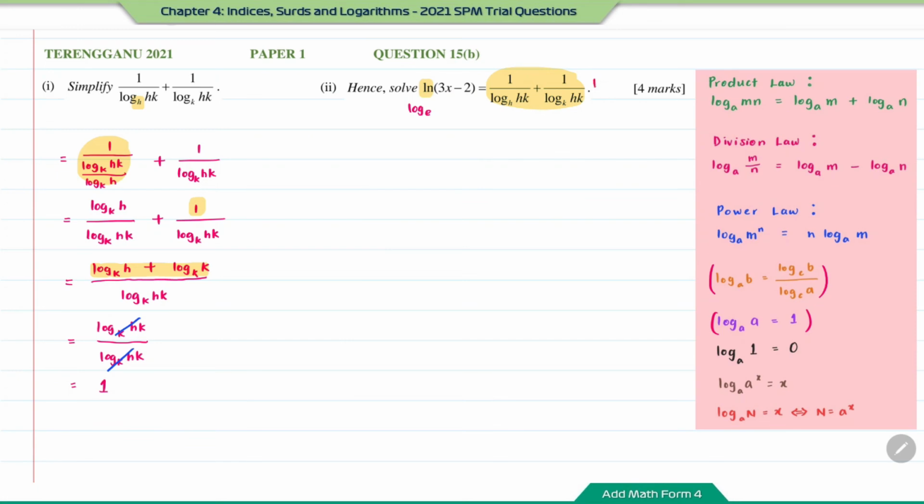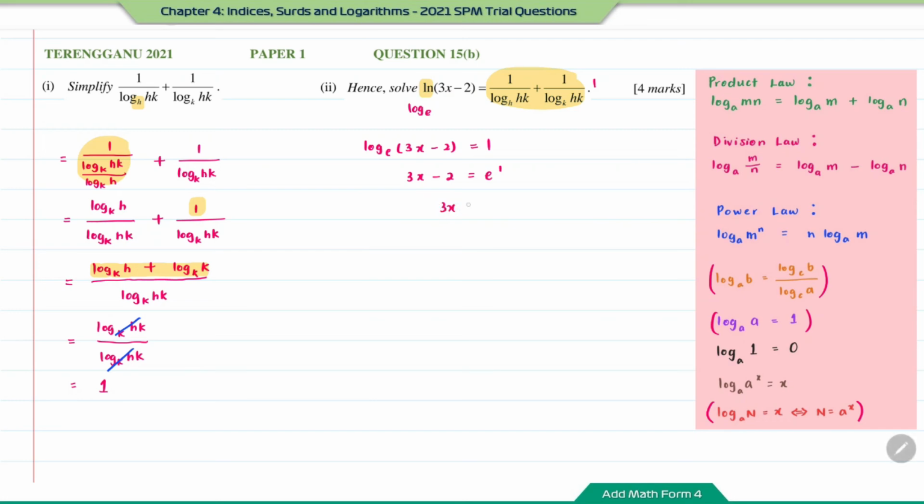So for question number 2, I can write this as log base e of 3x minus 2 is equal to 1. Now, I can change the logarithm form here to index form. So here you're going to get 3x minus 2 is equal to e to the power of 1. So you can find the value of e using your calculator, at least to 4 significant figures.